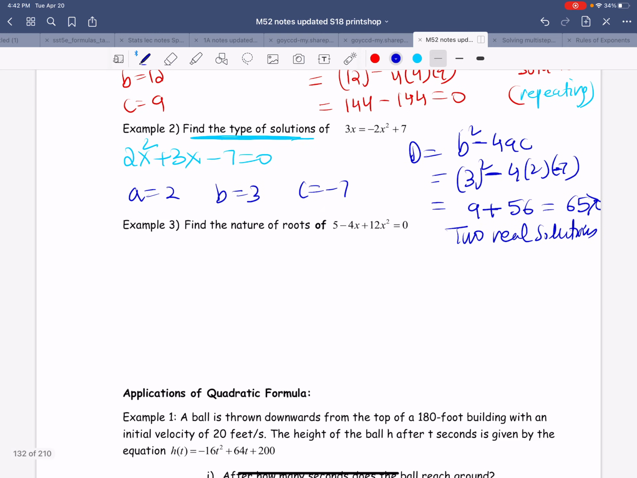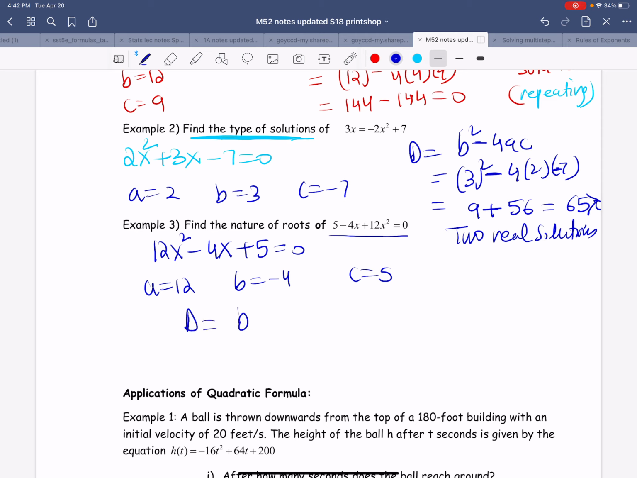Example number 3, find the nature of roots of 5 minus 4x plus 12x squared equal to 0. So the first step is I'm going to go ahead and write it in the standard form, 12x squared minus 4x plus 5 equal to 0. a is 12, b is negative 4, c is 5.